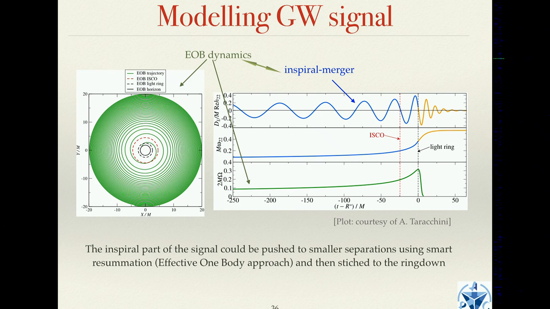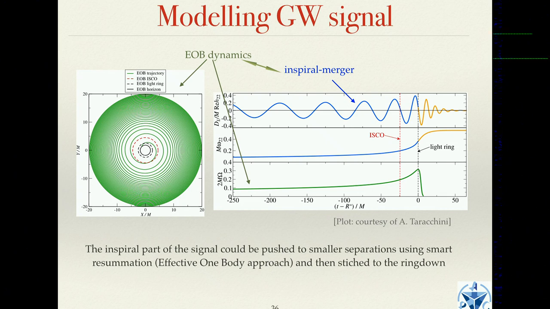And at some point, usually around the light ring, which is usually the last stable orbit of a massless particle around a black hole, you start attaching the ringdown. From the ringdown, you know the frequency and damping time of each mode. What you don't know is the amplitude, and you're trying to smoothly attach one to another. And that's how you can build, in a semi-analytic way, the full waveform. Roughly speaking, that's what the effective one-body approach is doing.